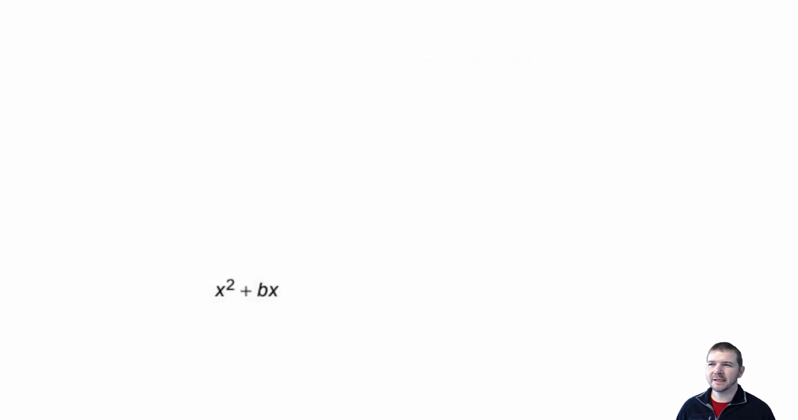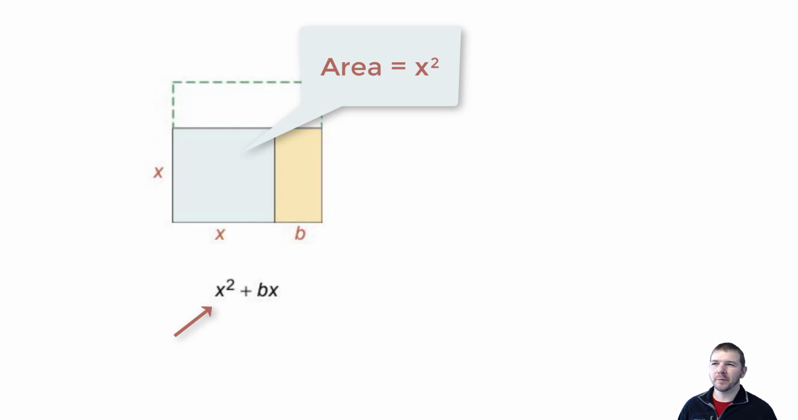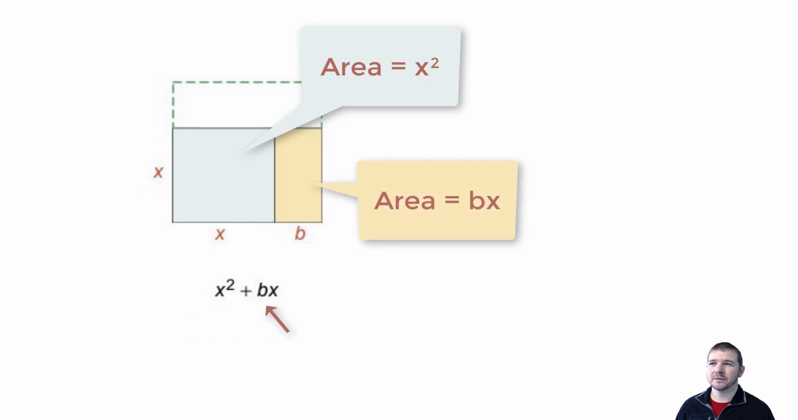First, we have the expression x squared plus bx, modeled here with algebra tiles. A gray square on the left with side length x will yield an area of x squared units. The tan-colored rectangle on the right with a base of b and a height of x will yield an area of b times x square units.